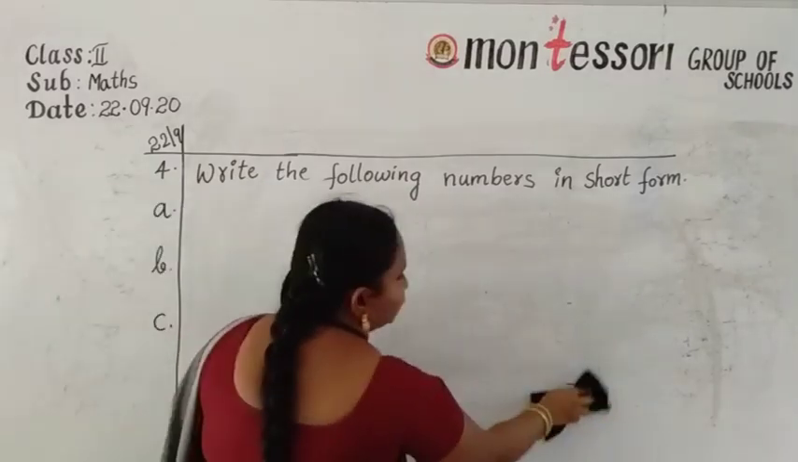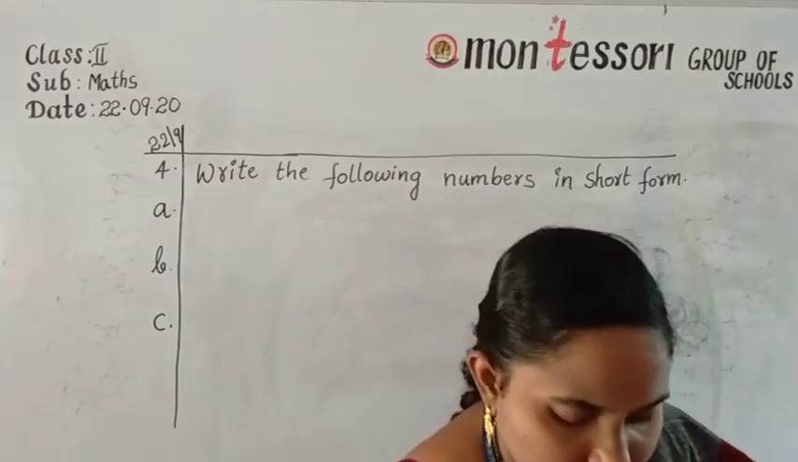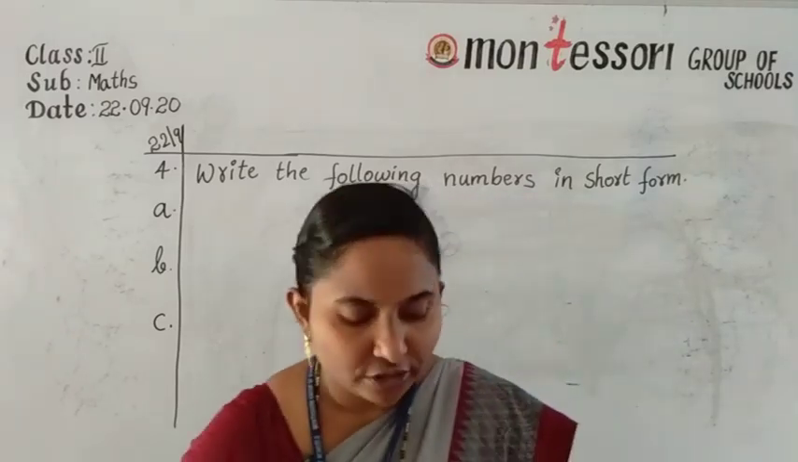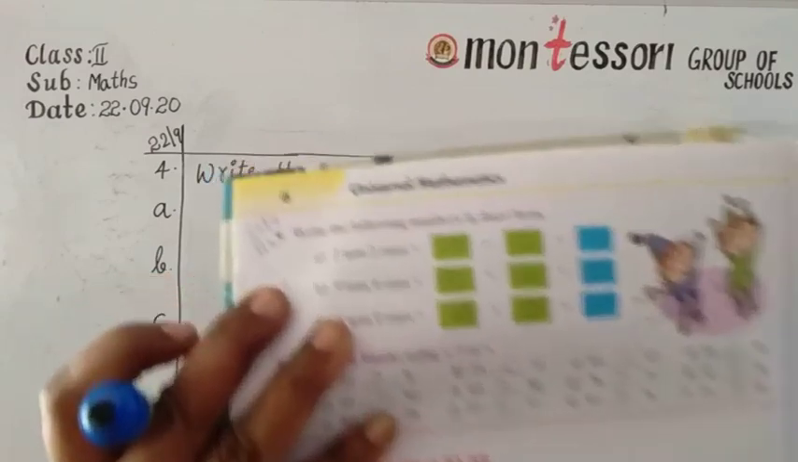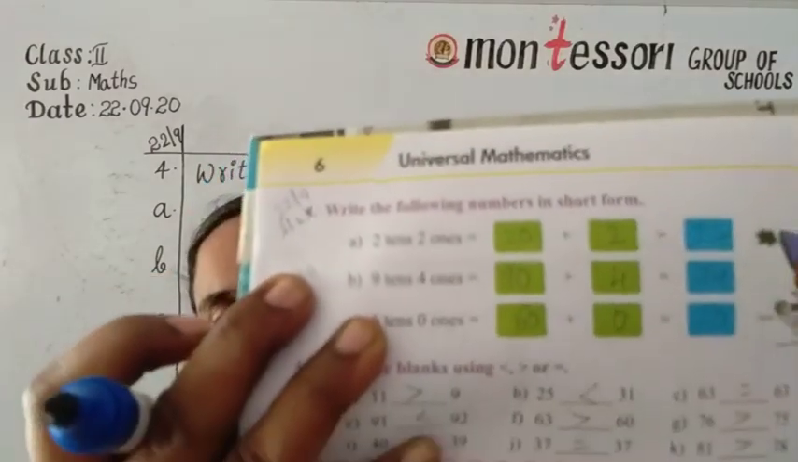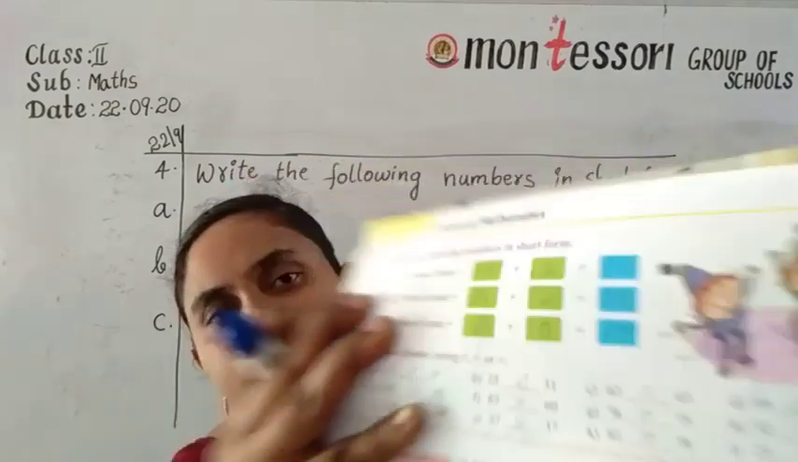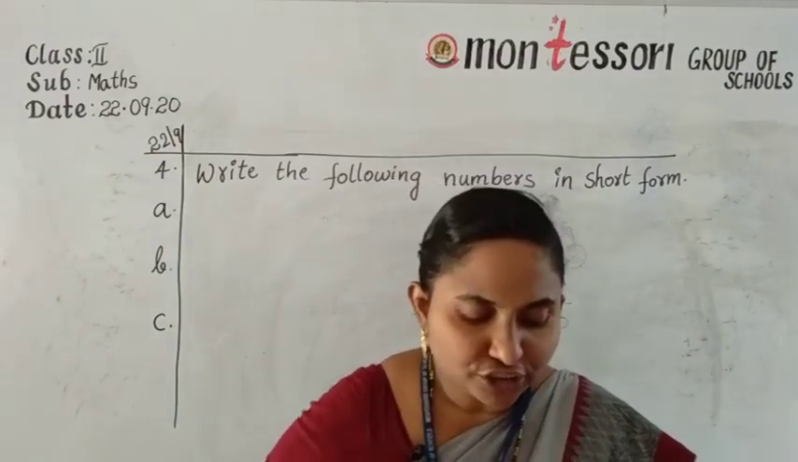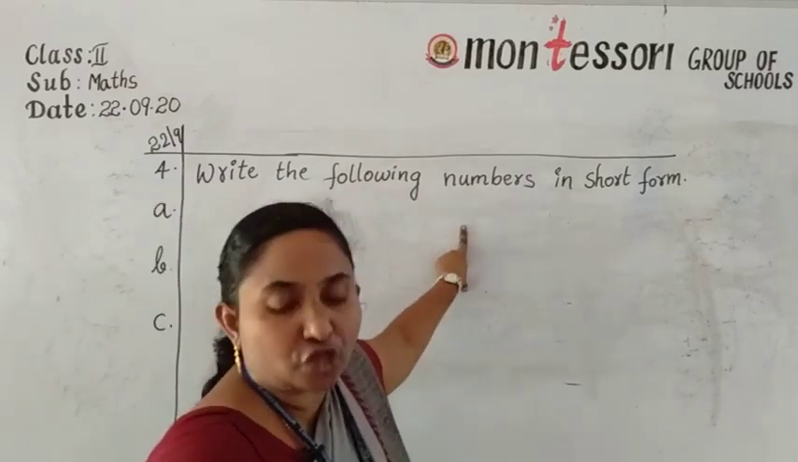So now in your textbook it is given like this. Today's homework is the 4th bit. Here in the textbook, the 4th bit. 22-9 homework. This 4th bit is today's homework. In your textbook it is given like this: write the following numbers in short form.